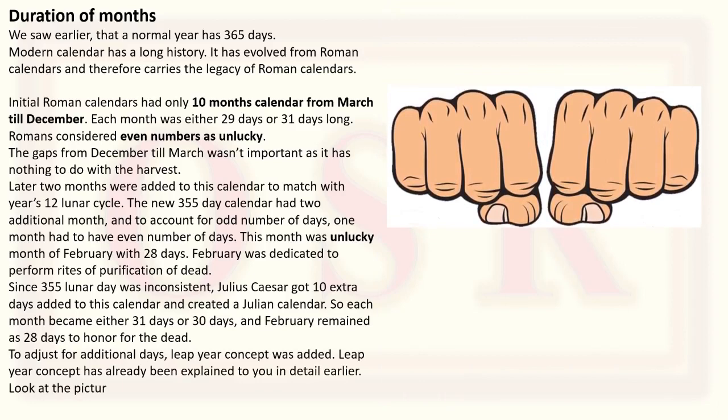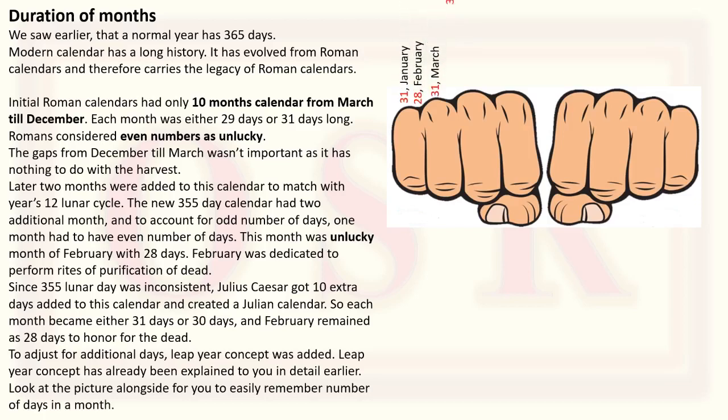Now look at the picture alongside for you to easily remember the number of days in a month. Each knuckle will have 31 days and the gap between the knuckles will have either 30 or 28 days depending on the month. So Feb will have either 28 or 29 days, other months will have 30 days.